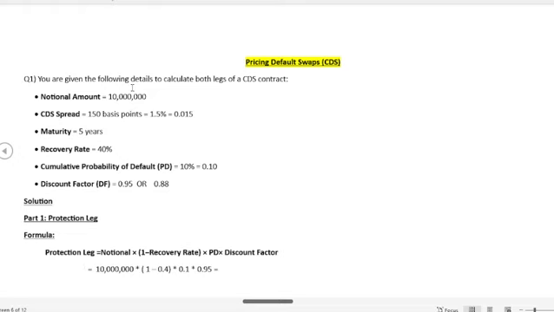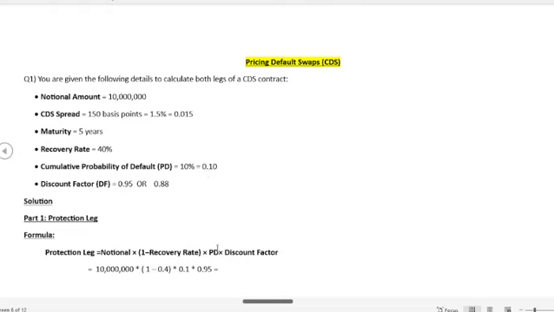Notation value is 10 million. 1 minus recovery rate, which I converted over here: 40 divided by 100 equals 0.4. Okay, multiply by PD, probability of default, which you can see over here is 0.10.